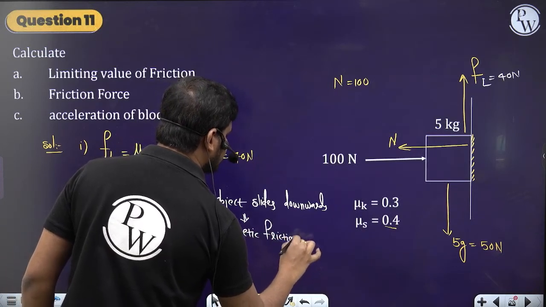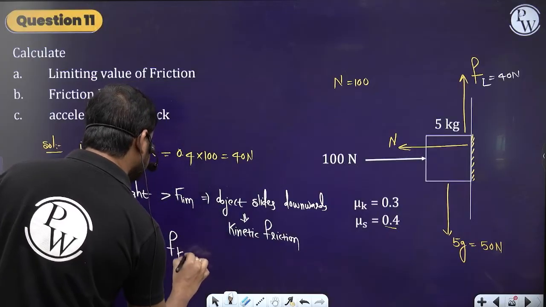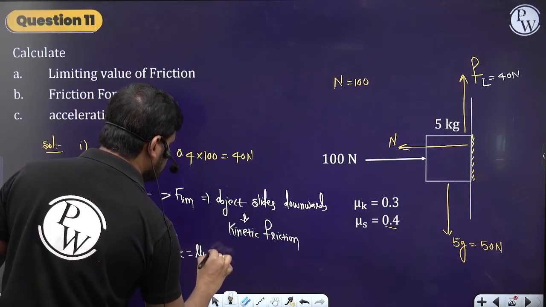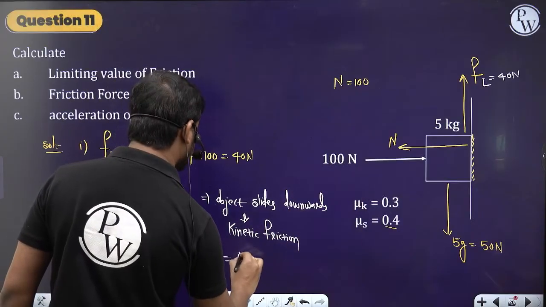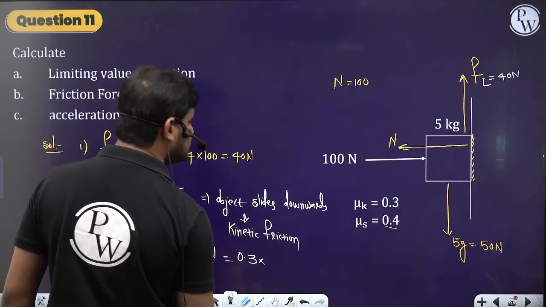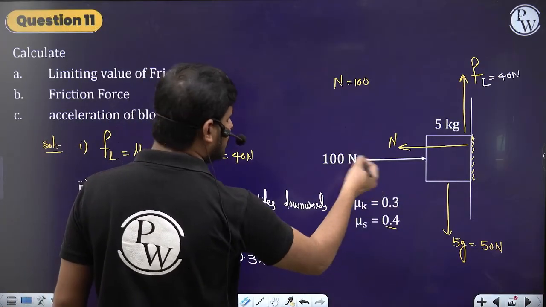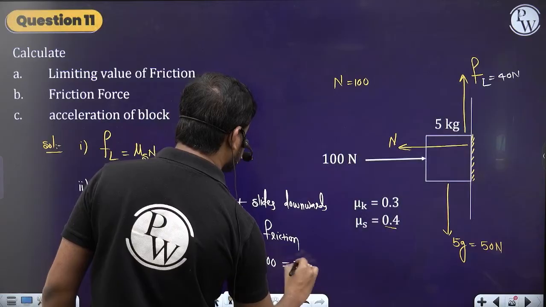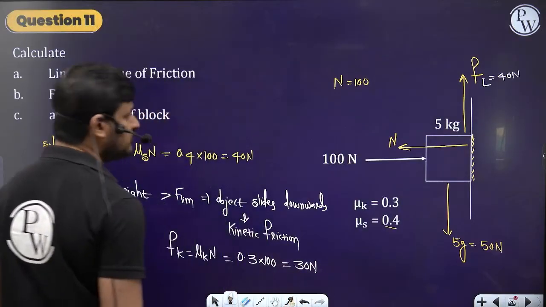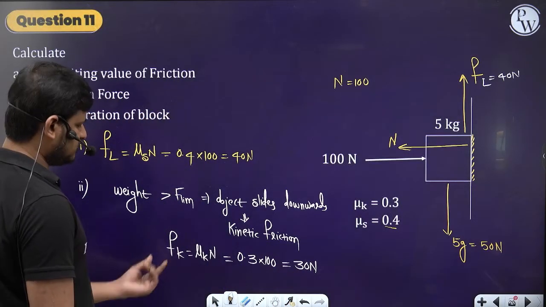So what is the kinetic friction formula? Fk is equal to mu k into N. What is the mu k value? The mu k value is given as 0.3, into what is normal? The normal is equal to 100 here. So that's why this is 30 newtons. This 30 newtons is the frictional force, the kinetic friction.